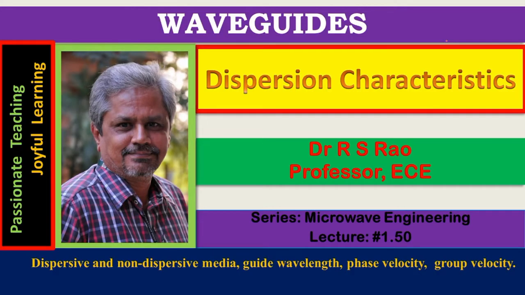Waveguides Dispersion Characteristics, series on microwave engineering, lecture number 1.50. Waveguides are dispersive in nature. Dispersion means wave velocity being dependent upon the wavelength or frequency of the wave. In the present session, we try to explore the dispersive nature of waveguides. Now, let us move further in this endeavor.